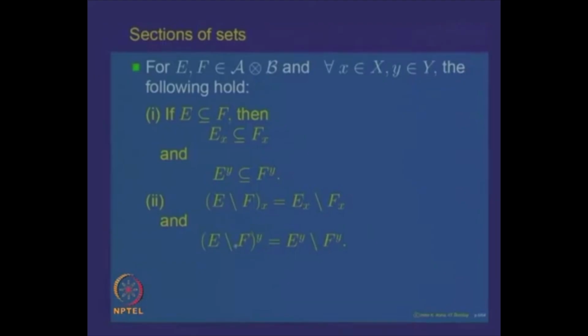A similar proof will work for the section at y: if you take the difference of E with F and take the section at y, it is the same as first taking the sections at y and then taking the difference. So basically we are saying the properties of subsets are preserved under taking sections, that is part 1, and the properties of taking sections are preserved also under taking differences of sets. Whether you first take the sections and then take the difference, it is the same as first taking the difference and then taking the sections. So these are two elementary properties of the sections.